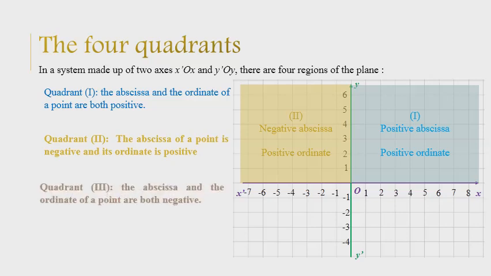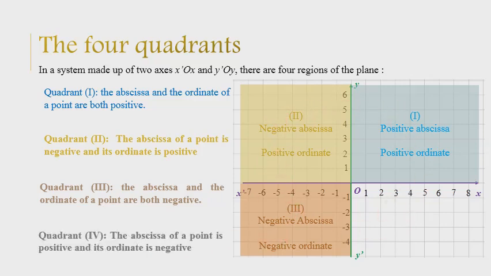Quadrant number 3: the abscissa and the ordinate both are negative. This is quadrant number 3, with negative abscissa and negative ordinate. We walk like that, 1, 2, 3, 4, anti-clockwise. And we have quadrant number 4. The abscissa of a point is positive and the ordinate is negative, which is this one.